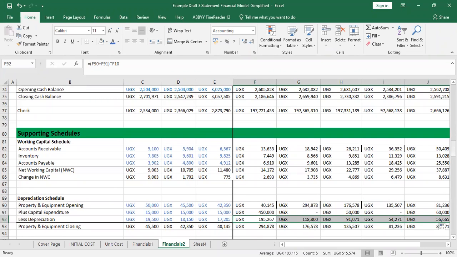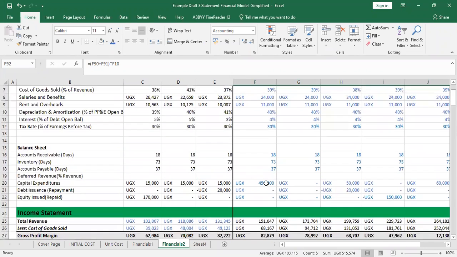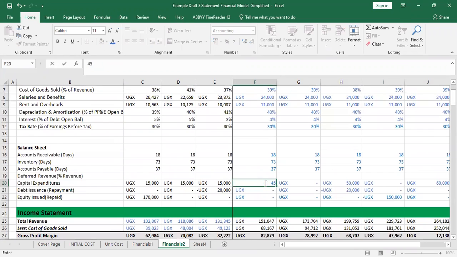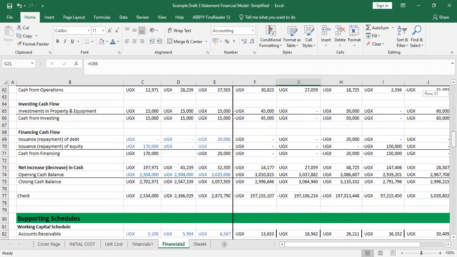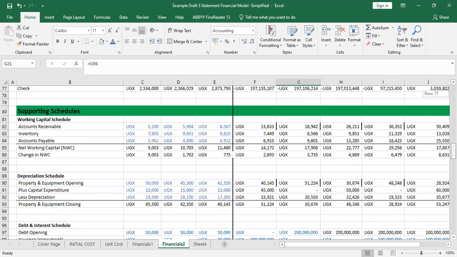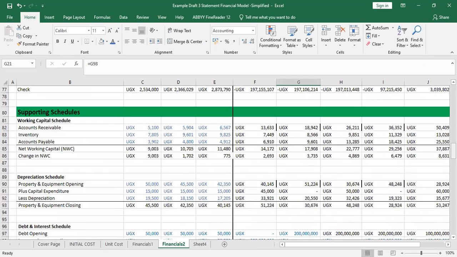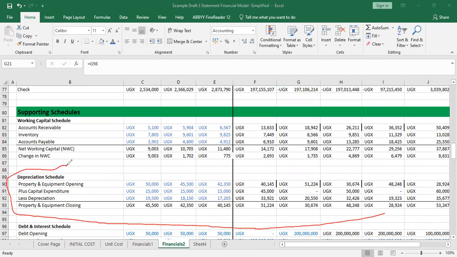Now I'm going to have this as 45 instead of 450, because I'm using smaller figures for purposes of standardizing. Okay, so I've done the working capital schedule, I've done the depreciation schedule. So I have figures that I can feed on my balance sheet and cash flow. You'll notice the balance sheet and cash flow require these figures.